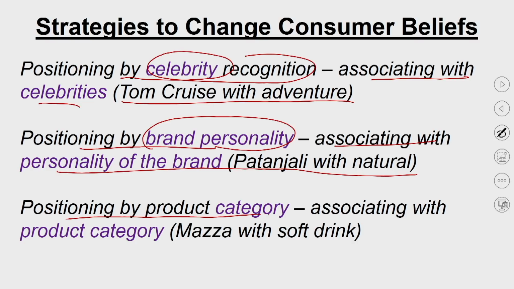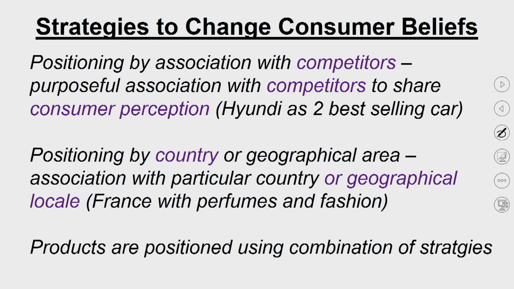And I can also position my product through product category, associating with a particular product category. For example, Maaza with a soft drink. 7 Up with the Uncola kind of a thing. So I am associating Maaza, which is a mango drink, with a particular soft drink, that it is a soft drink. So I can do that also.